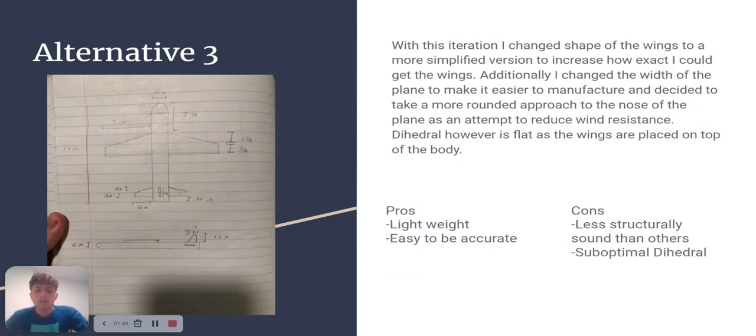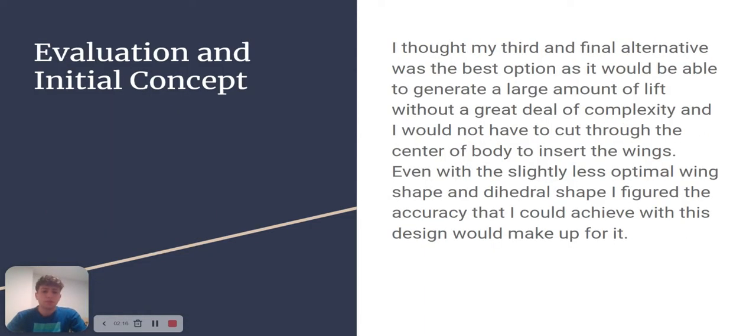With alternative 3, I changed the shape of the wing to be a more simplified version to increase how exact or precise I could be with the wings. Additionally, I changed the width of the plane to make it easier to manufacture as well as lighter, and decided to take a more rounded approach on the nose of the plane as an attempt to reduce wind resistance. For the dihedral, however, it is flat as the wings are placed on top of the body, and therefore I was unable to actually get an angle as I was with the prior design. So the pros would be lightweight and easy to be accurate. However, the cons are somewhat less structurally sound than the others, as well as a suboptimal dihedral.